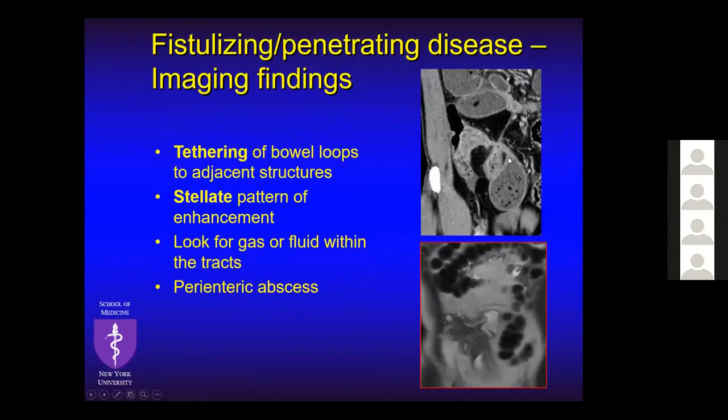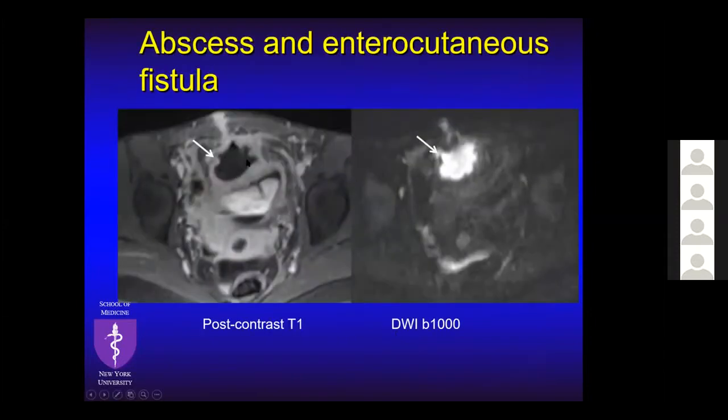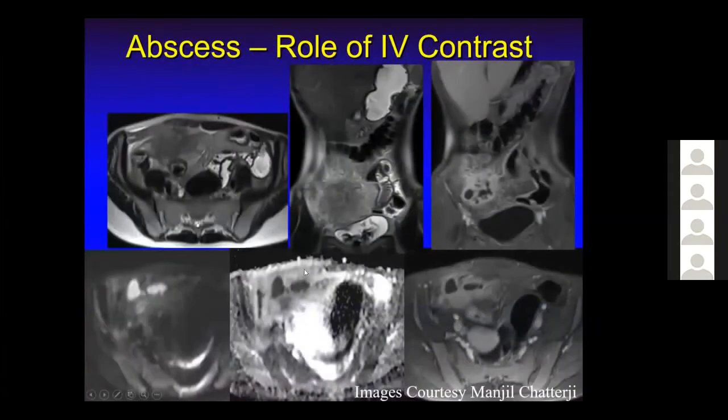Here, the fistulizing is clearly helpful. Here is the stellate pattern. You can look for gas. This is clearly going outside of the bowel. Here again is an abscess. That's pretty easy to see. This one was an abscess, again, post-contrast diffusion, very, very restricted. And I'm getting almost done. So here is the abscess. The role of IV contrast is on MR. You see this phlegmonous-like mass.